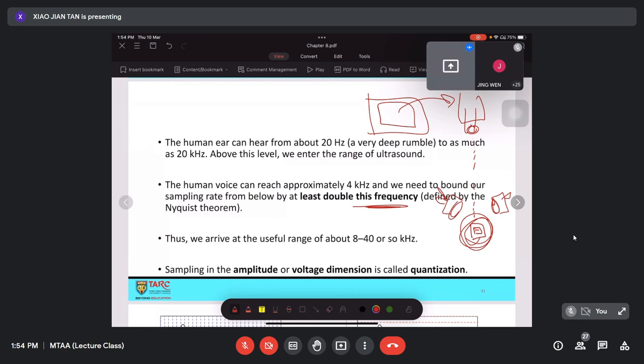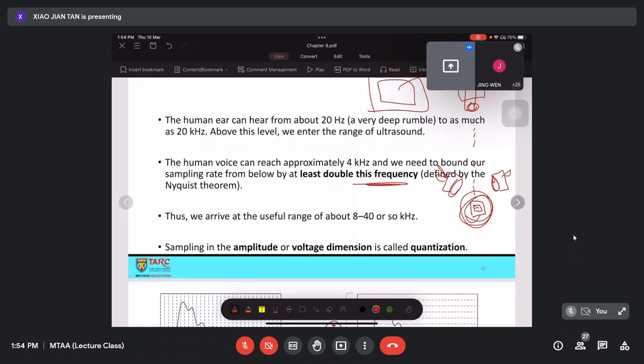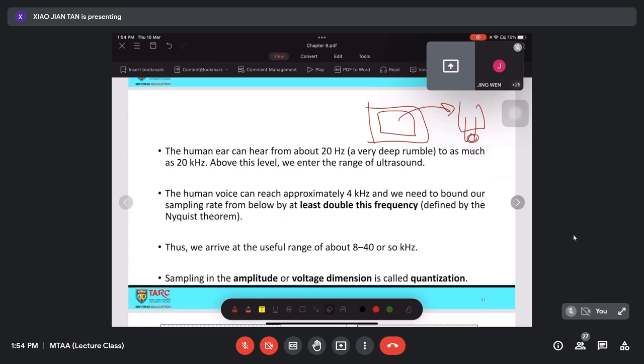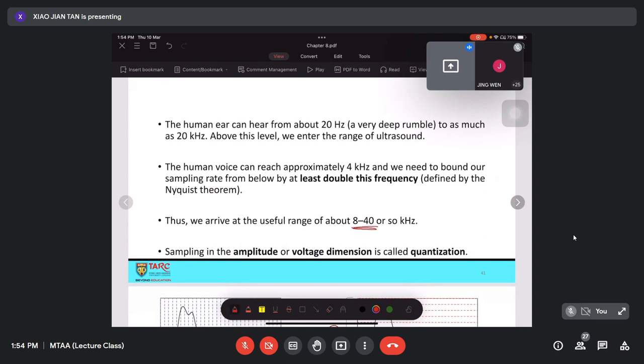Ultrasound is used in mammograms for breast cancer imaging, and of course ultrasound is used to scan the baby, and many other applications. So the human voice can reach approximately 4 kilohertz, and we need to bound our sampling rate from below by at least double this frequency. First, we arrive at a useful range of 8 to 40 or so kilohertz.